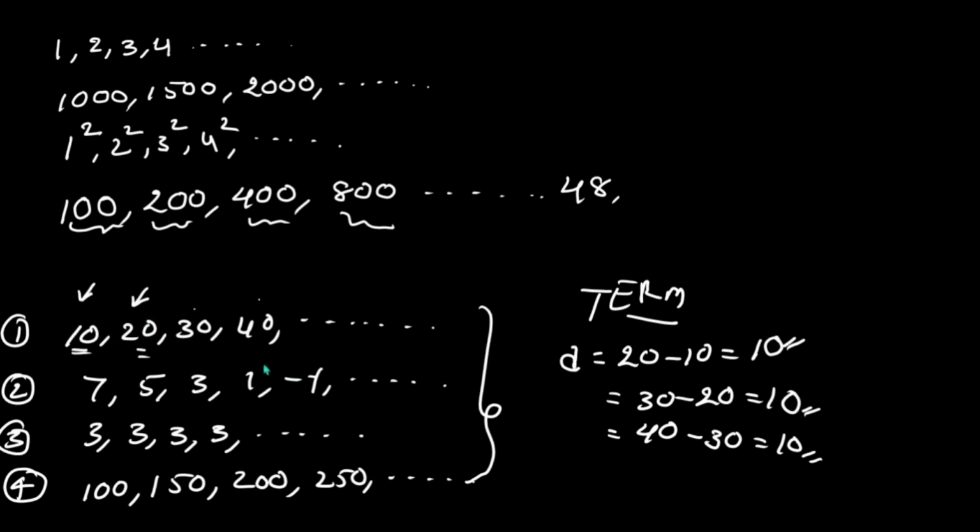So it's following a very clear trend: when we add 10 to the preceding number, we get the next number. When you add 10 to 10, you get 20. For 20, if you add another 10, you get 30. For 30, if you add another 10, you get 40. So what we are saying is that you get the next number just by adding the difference. This is called the common difference.